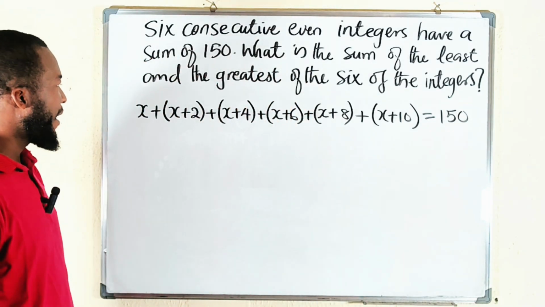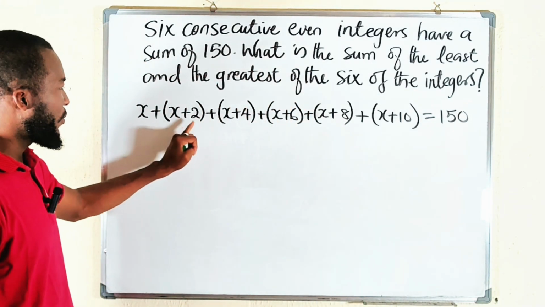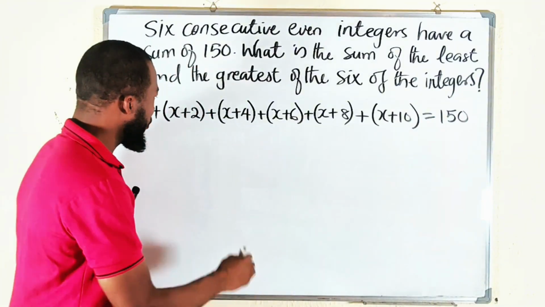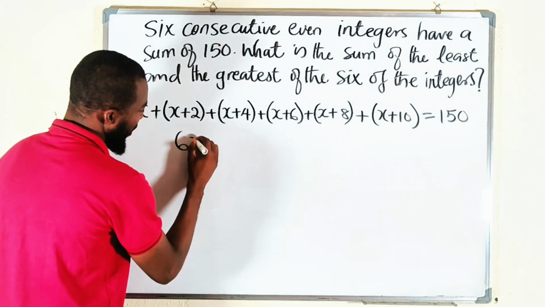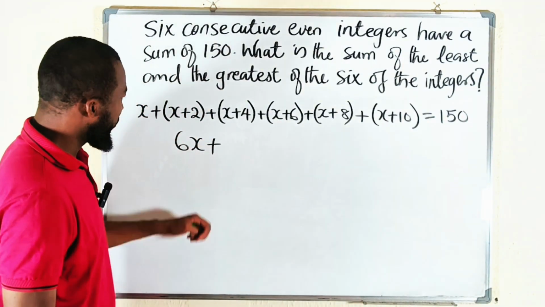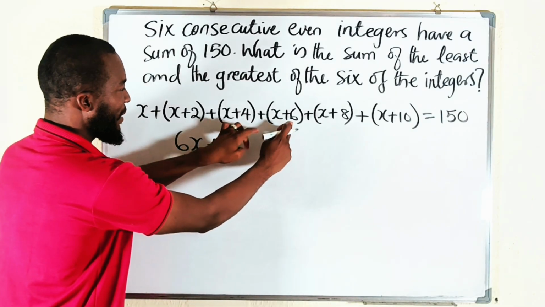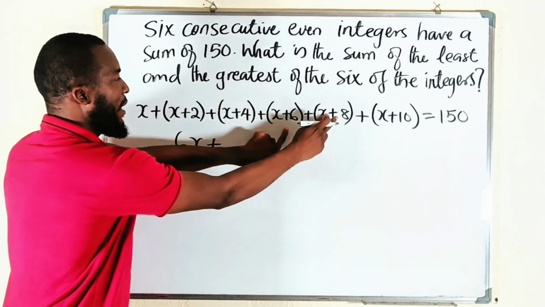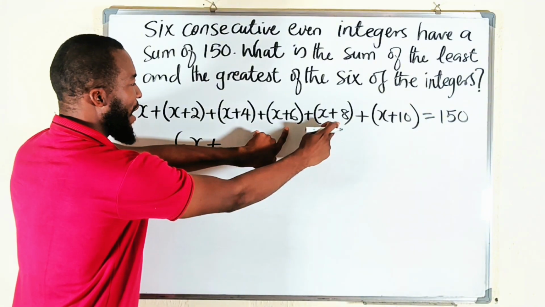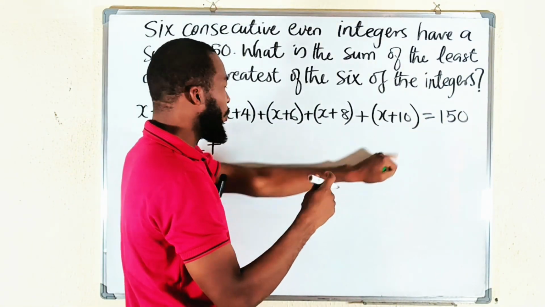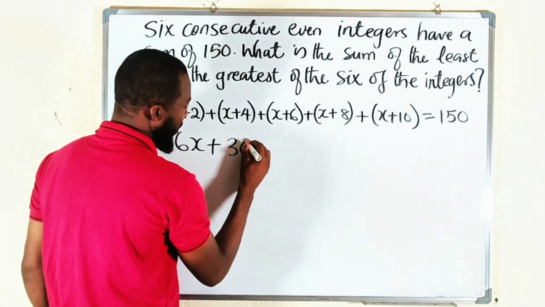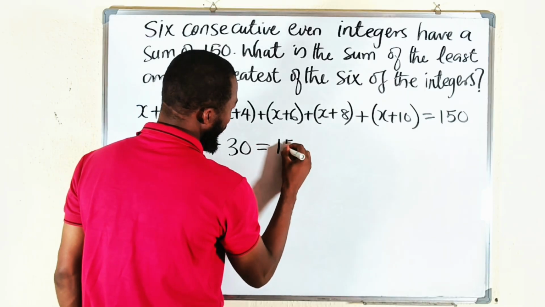Let us collect the like terms. How many x's do we have? 1, 2, 3, 4, 5, 6. So we have 6 x's. And the numbers, 4 and 6 will give us what? 10, right? 2 and 8 will give us another 10, that is 20. Plus this 10 will give us 30. This is equal to 150.